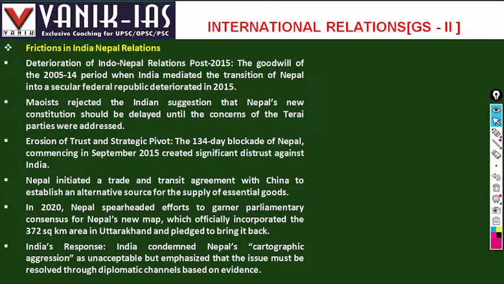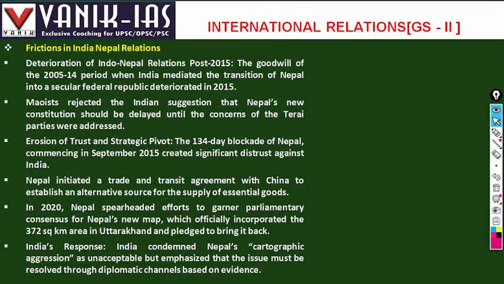The Kasturi for the Jagannath idols comes from Nepal, from the musk deer which are in Nepal. Then when the Maoist government came to power under Prachanda, the Maoists rejected the Indian suggestion that Nepal's new constitution should be delayed until the concerns of the Tarai parties are addressed. The Tarai region is an adjacent region between India and Nepal. The Tarai region is inhabited by the Madhesis. Madhesis are pro-Indian people, and the Indian government always promoted the Madhesi interest more.